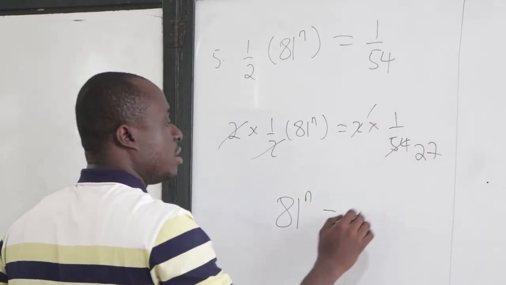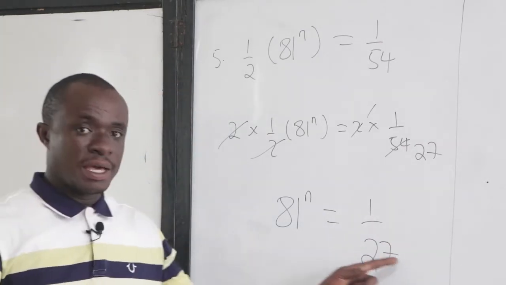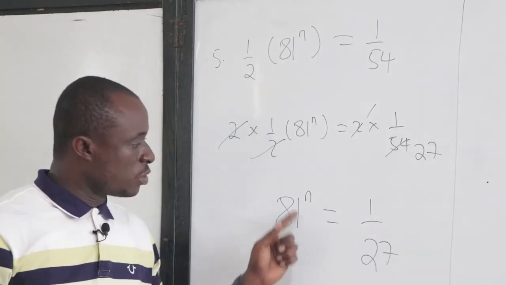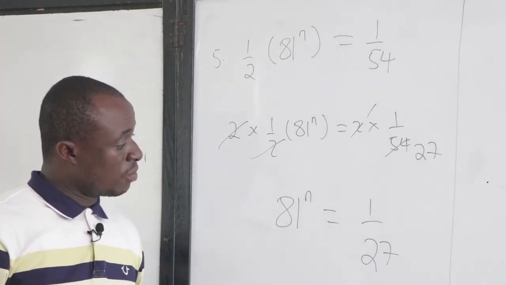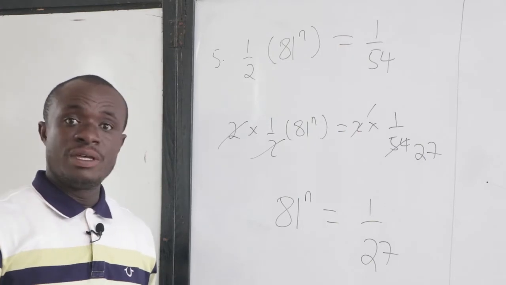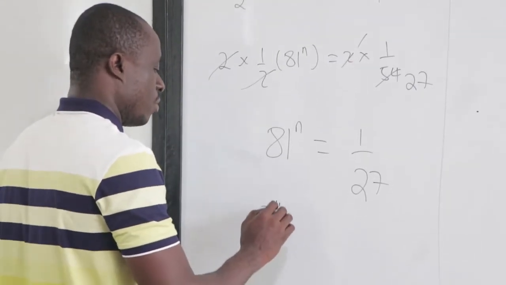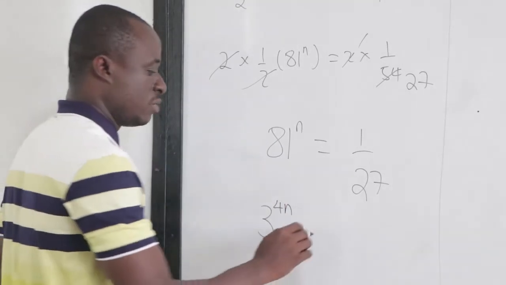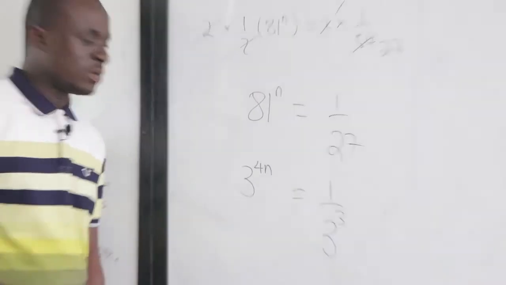81 to the power n equal to 1 over 27. Clearly from here, we have 81 to the power n, we have 1 over 27. So clearly, what can we see? We can make the bases the same. So here, what do you have? 3 to the power 4, and 3 to the power 4 will give us 81, all over 1 over 3 to the power 3. 3 to the power 3 is the same as 27.